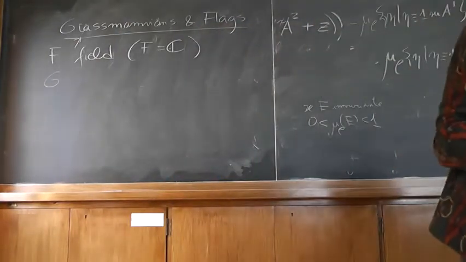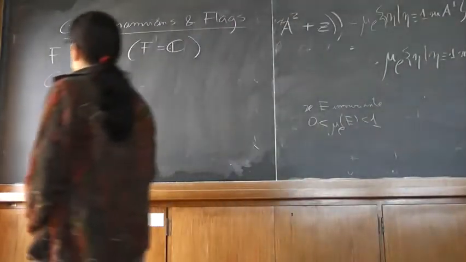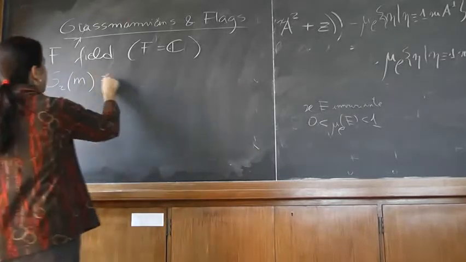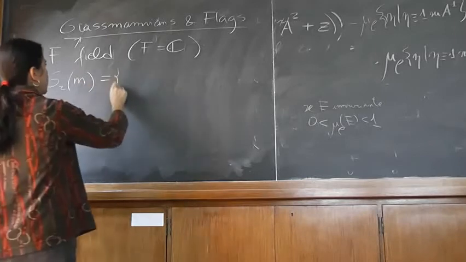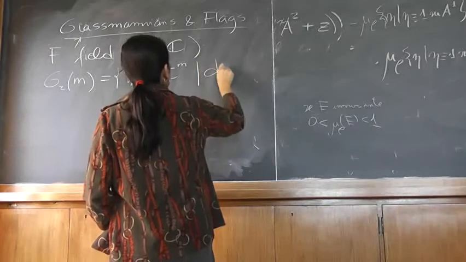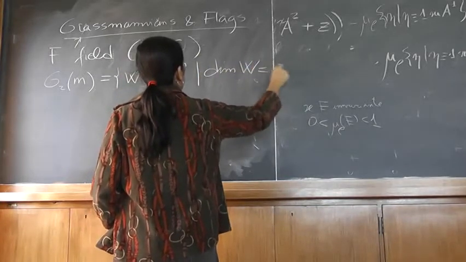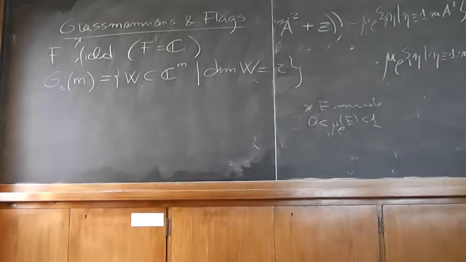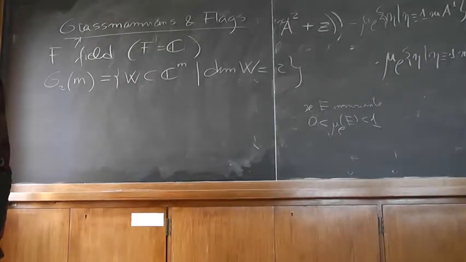So the Grassmannian of r-spaces in the m-dimensional space, as a set, is the set of W inside C^m with the dimension of W equal to r. Okay? So I'm looking at all the subspaces that have a certain fixed dimension inside an m-dimensional complex vector space, C^m. So it's very concrete.